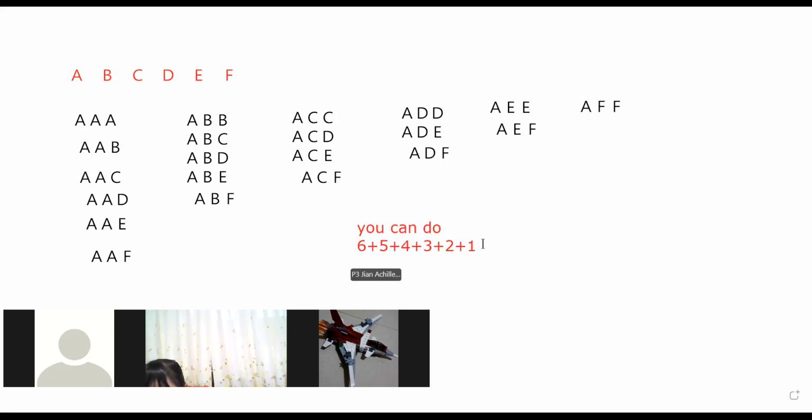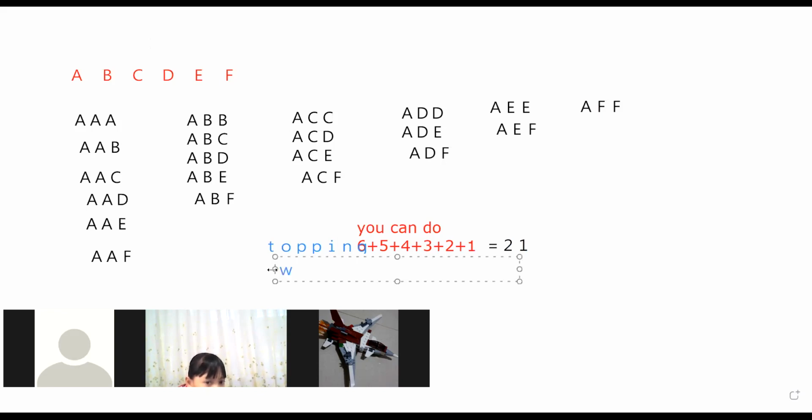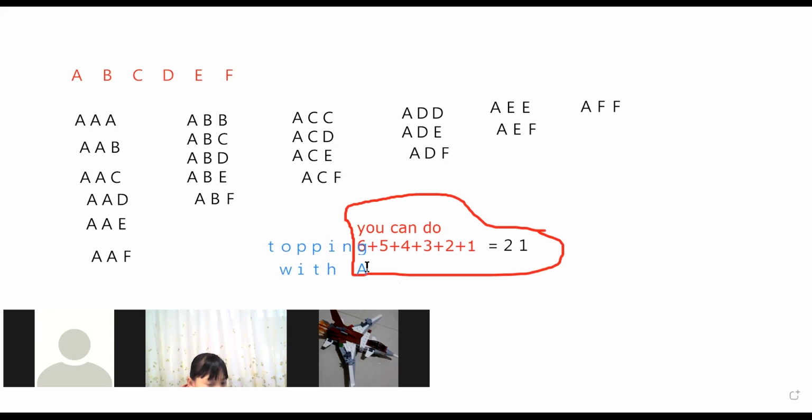Yes, exactly. It is 6 plus 5 plus 4 plus 3 plus 2 plus 1, which is equal to 21. So all of these are the toppings with A. If we choose to have toppings with A, we get 21.